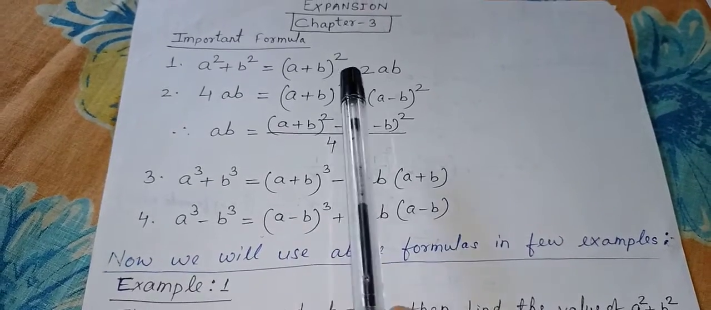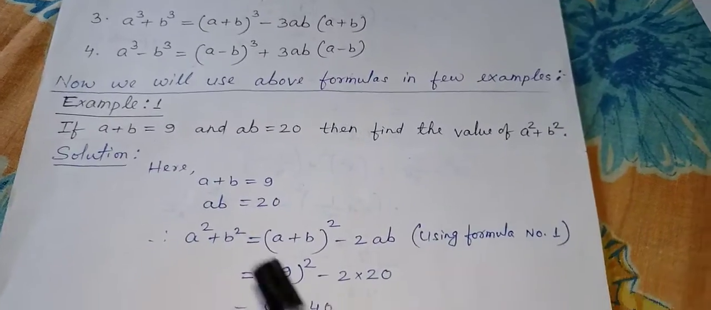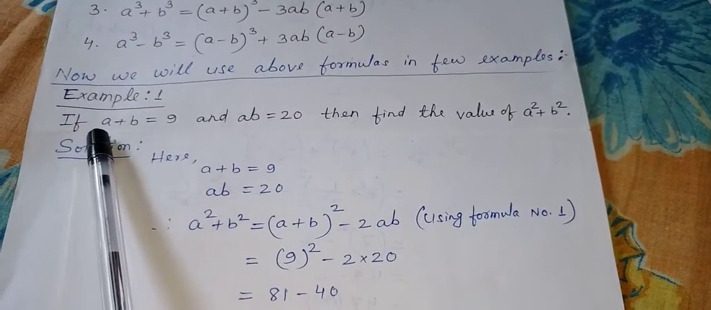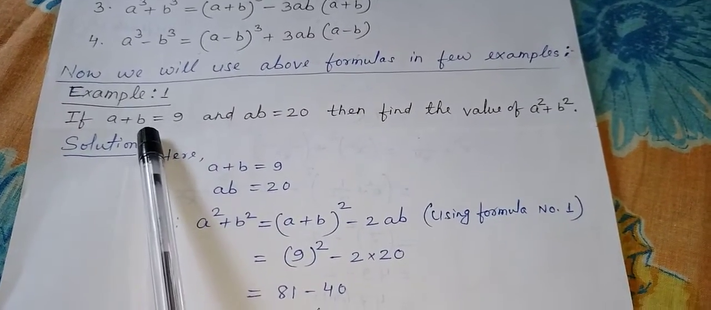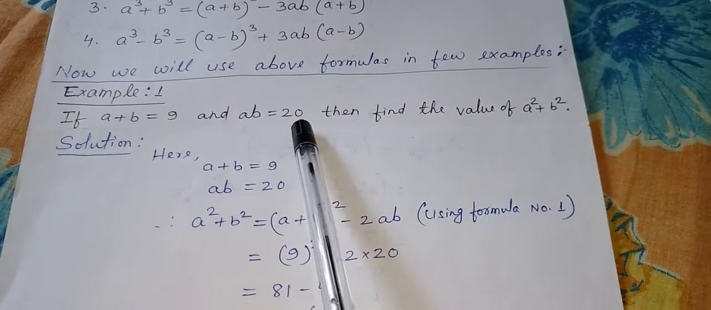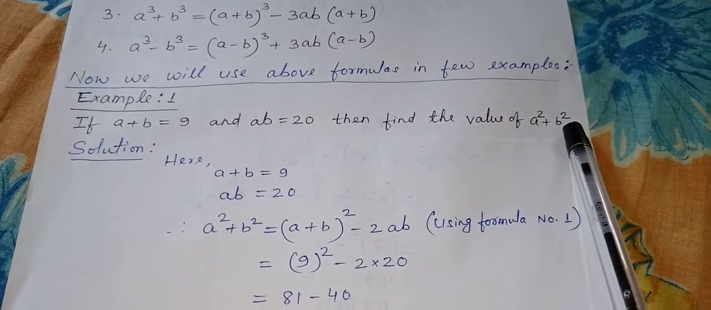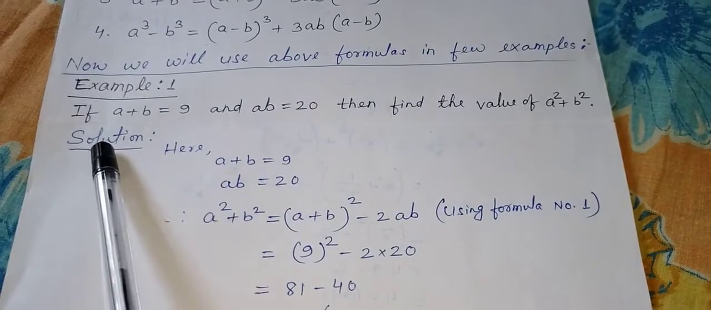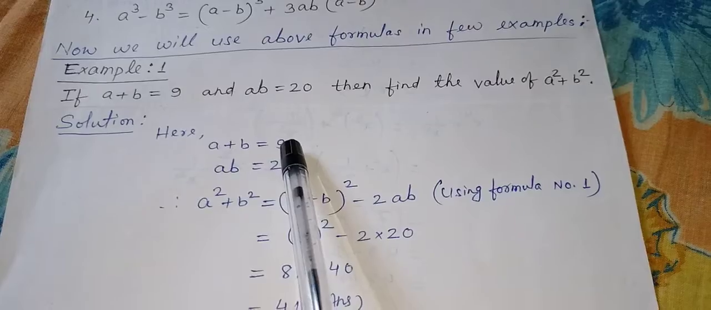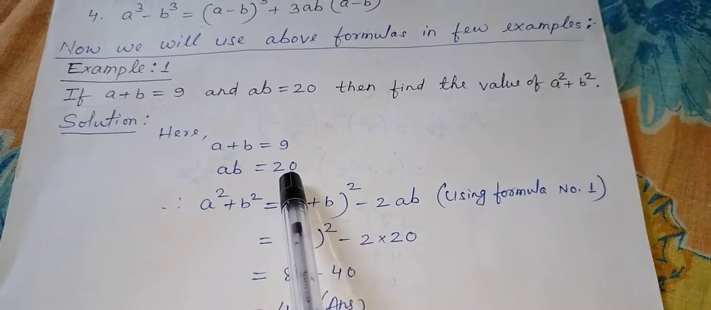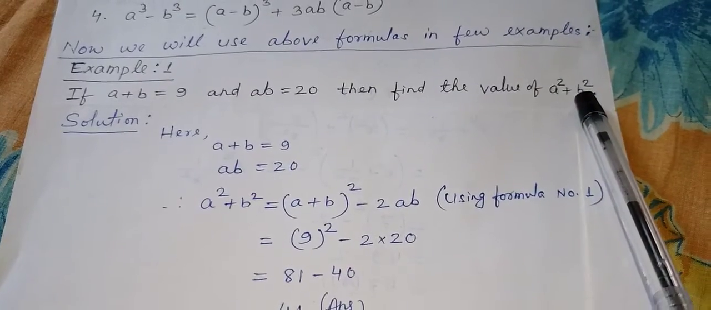Now I will try to apply these formulas in some examples here. Example 1: if a plus b equal to 9 and ab equal to 20, then find the value of a square plus b square. In my solution, I write the given things. The given part is a plus b equal to 9 and ab equal to 20. And I have to find a square plus b square.